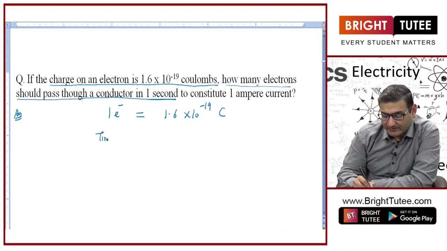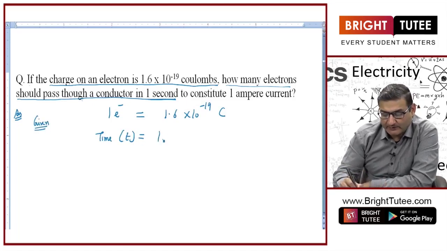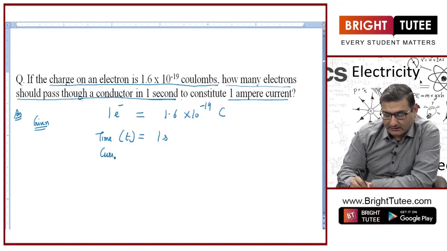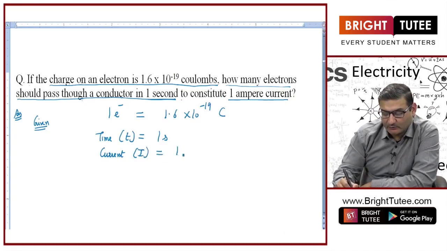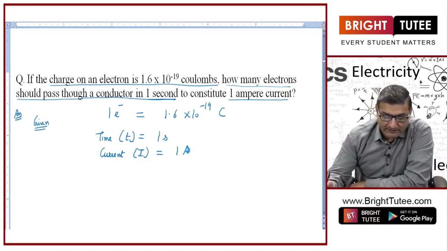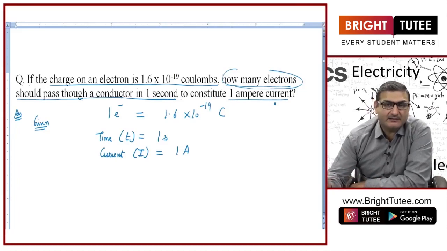Now time is given to me. I will write the given part first. What is all given? Time is given to me to be 1 second. To constitute 1 ampere current, the current is also given to me. This is represented by capital I. It is given out to be 1 ampere. Fine. So now what exactly is the question? Let us relate once again. How many electrons will pass through in just 1 second so that 1 ampere current can be constituted?